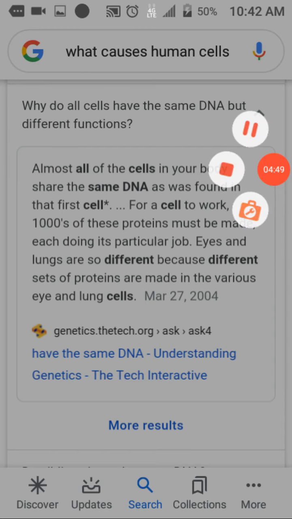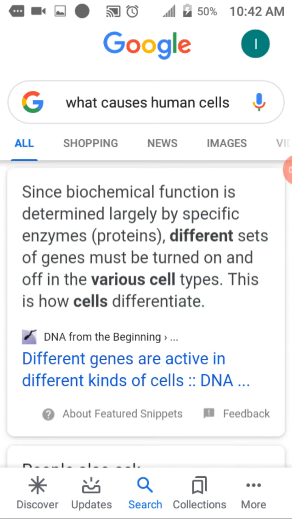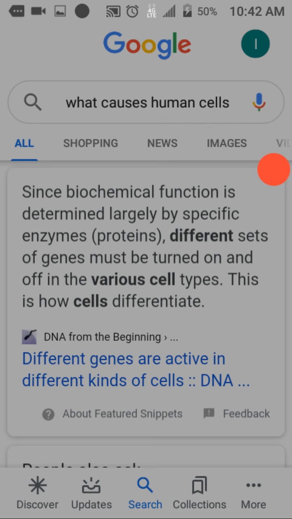Okay, so something basically had to start the differentiation process. And if you go all the way back up here, they're saying you have to turn on and off genes.